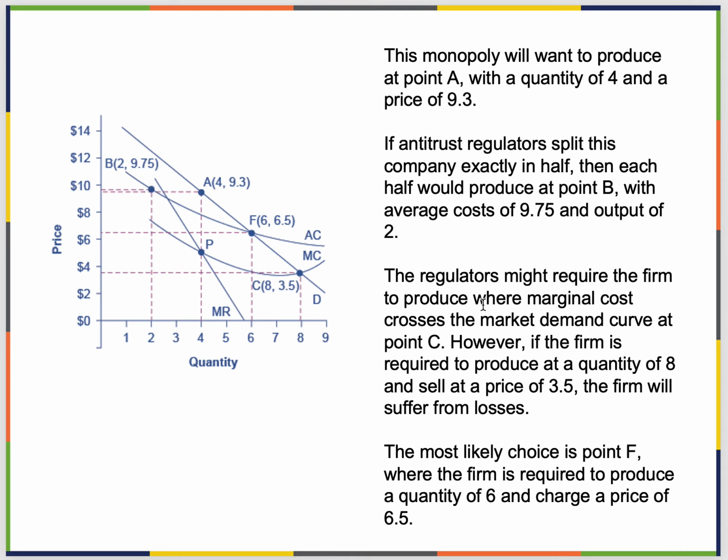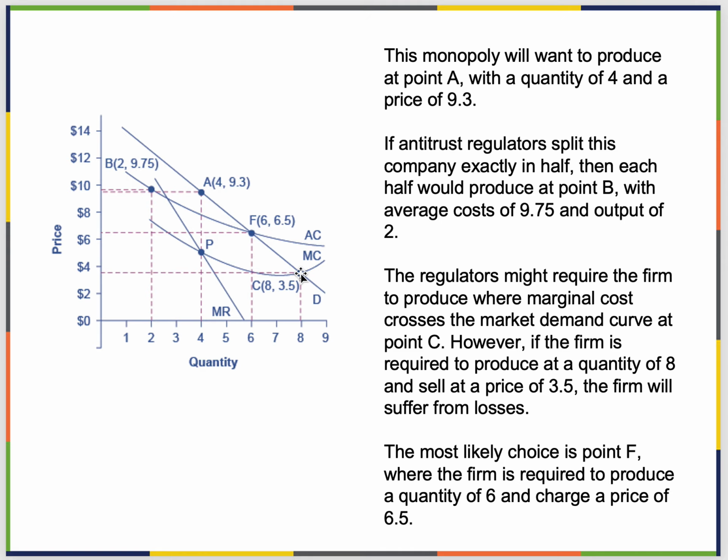Regulators might want to regulate the firm to produce where marginal cost crosses the market demand curve at point C. This is where they'd really like to have it operate. That's the best for the consumer. They would want to produce 8 units of production, and the price would be $3.50 per unit.